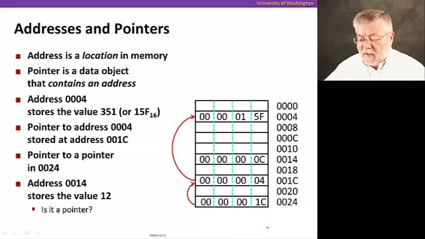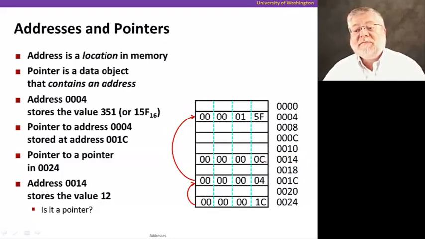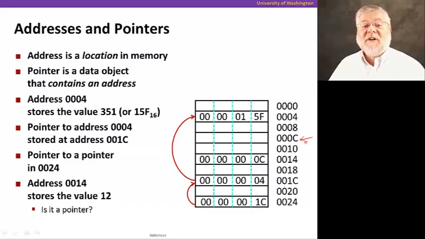Another example is if in that memory location 0014 I had put the value 0C. Well, is that an address? Well, it could be an address. It's part of our memory, certainly. There is a word with that address, but am I interpreting it as an address? Well, I may be, or it may be just the number 12 corresponding to that hexadecimal C.